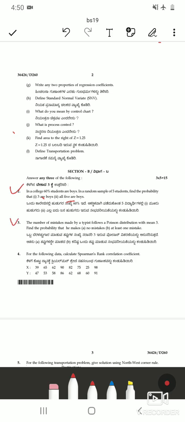The next question is, the number of mistakes made by a typist follows a Poisson distribution with mean 3. Find the probability that he makes no mistakes and at least one mistake. It is clearly mentioned that it is a Poisson distribution with mean 3. So lambda is 3, and you have to find when x equals 0 and when x is greater than or equal to 1. We have solved plenty of problems on Poisson distribution, so you try to solve this.